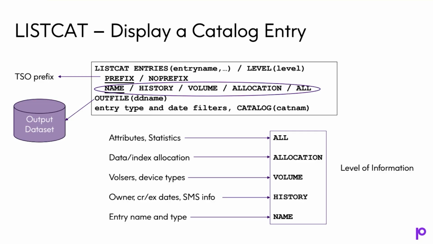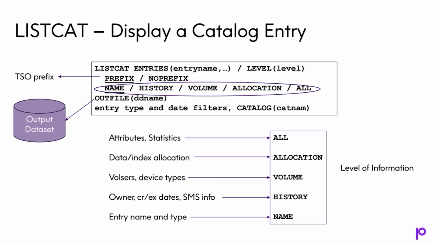Yeah, so we'll talk just briefly about each of these catalog entry types. Listcat is, again, probably the most common use of IDCAMS, to display the contents of a catalog, to display the entries, or what are referred to as catalog entries. We're looking at the card catalog, we're looking at the individual cards.